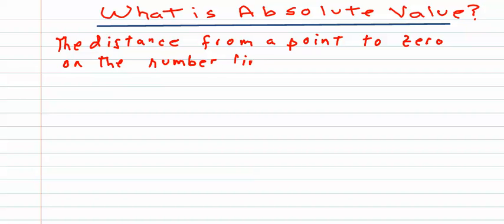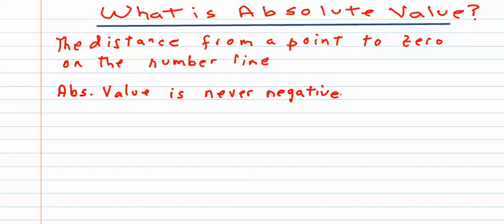Now, if you think about distance, if I ask you how far you live from school, you'd say 2 kilometers, 3 kilometers, 10 kilometers, but it's always positive. Absolute value, which I abbreviated ABS, is never negative. Absolute value could be 0, but it's never negative.